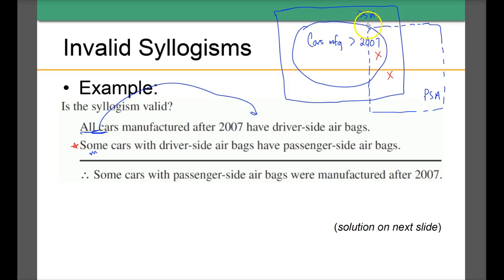So passenger side airbags and driver side airbags, they can be with cars that are manufactured after 2007, and they can be cars that were not manufactured after 2007. And so the issue here is that we could place the cars that have driver side airbags and passenger side airbags in two places, mainly with cars manufactured after 2007, and of course outside of this will be cars manufactured before or in 2007. And so because of that, this particular argument is invalid.